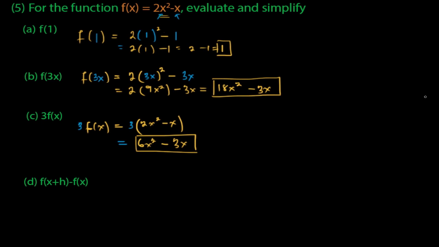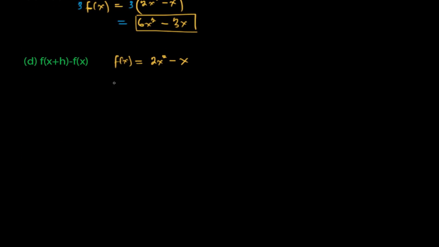And then the last one says f of x plus h minus f of x. Now from above, let me write my function here. We have f of x to be 2x squared minus x. So we want to find f of x plus h. So f of x plus h is going to be equal to, anywhere we find x, we replace it with x plus h. So this is going to be 2 into x plus h all squared, minus x plus h.